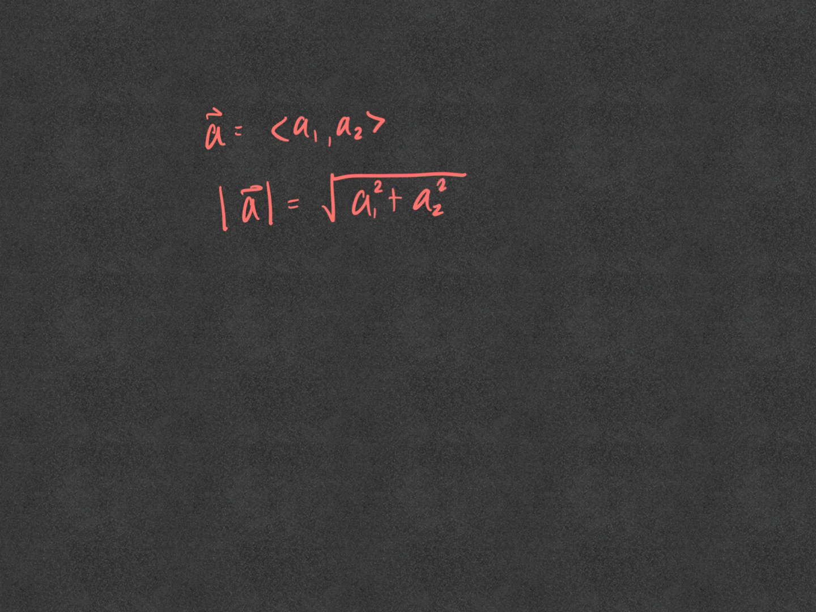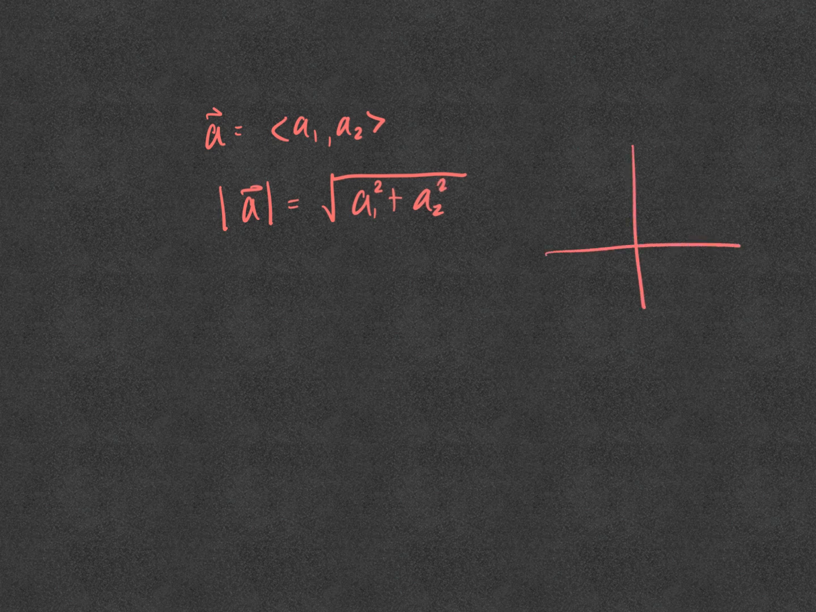Next, we are going to talk about the magnitude or the length of the vector. So if you have a vector A in 2 space, it's A1, A2. And the length of A is notated this way. This is your length of A. And the length of A is equal to the square root of A1 squared plus A2 squared.